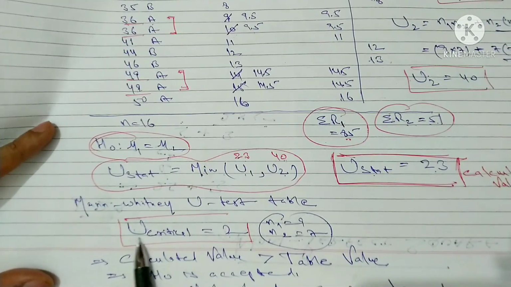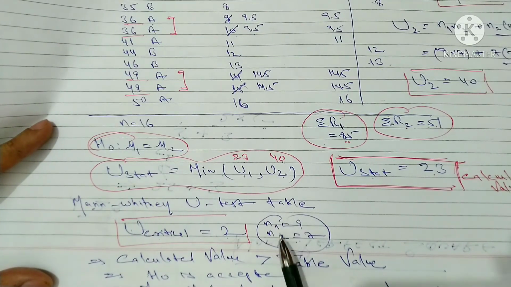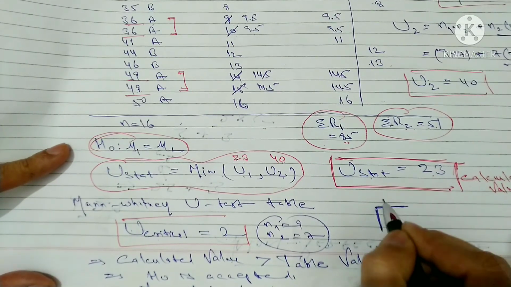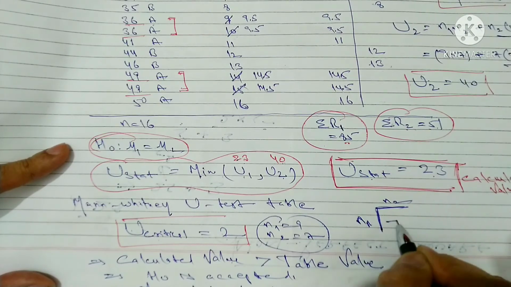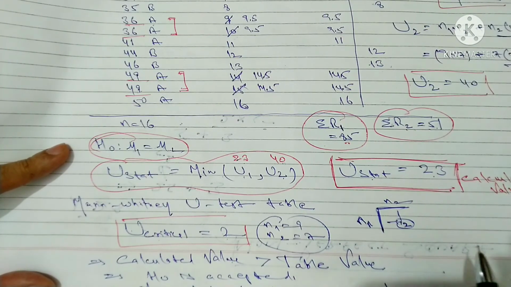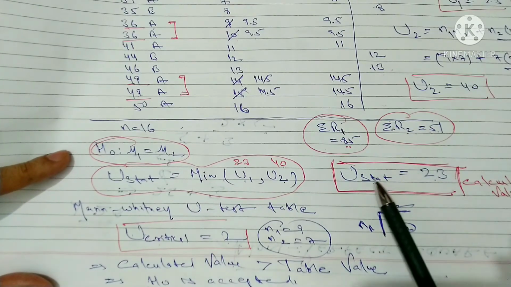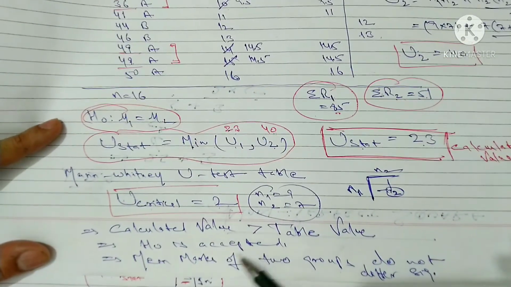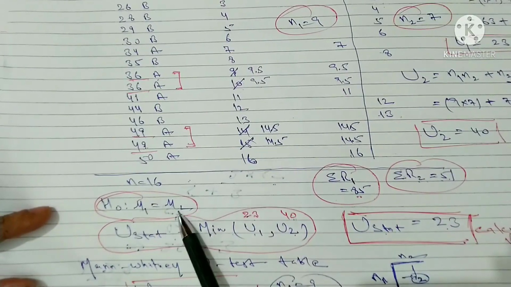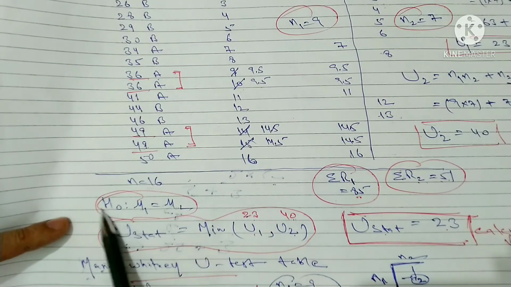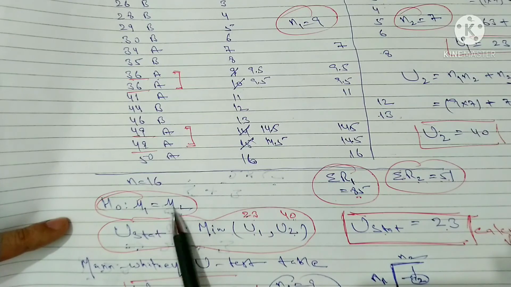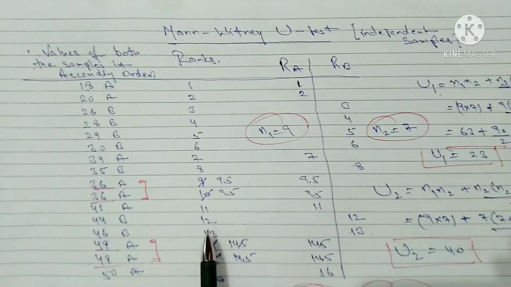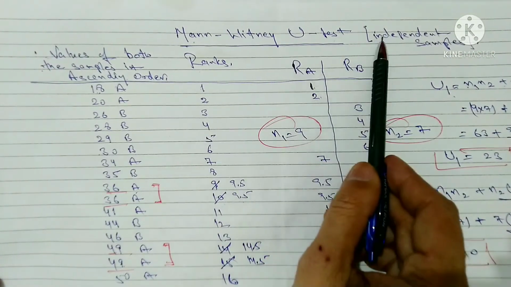Then for the table value, the U critical value, you need to check for N1 and N2. The value is 2 over here. So our calculated value 23 is greater than the table value 2. Therefore we accept the null hypothesis, which means mu1 equals mu2, meaning there is no significant difference between the mean marks of both groups. They do not differ significantly. So this is the result of the non-parametric Mann-Whitney U test for independent samples.